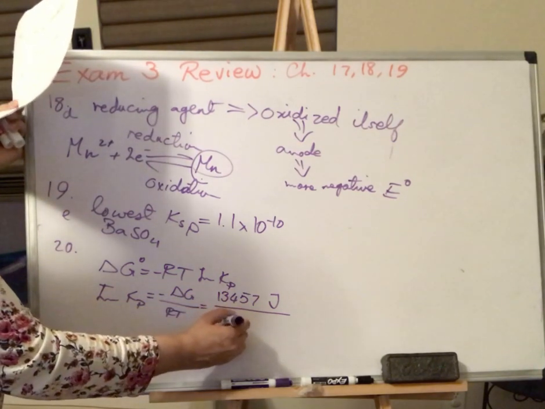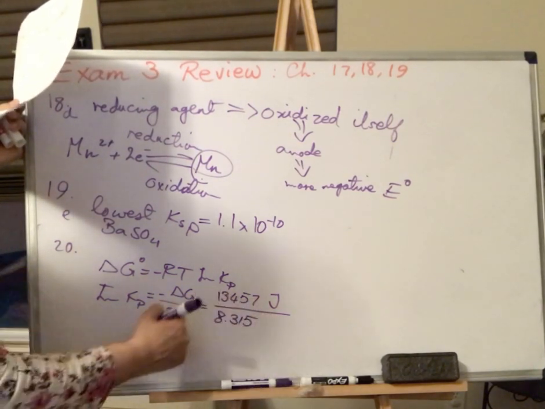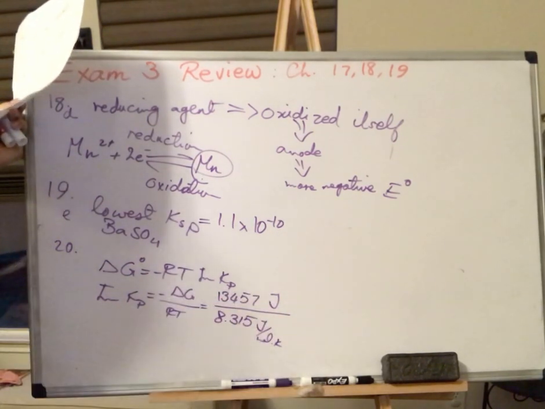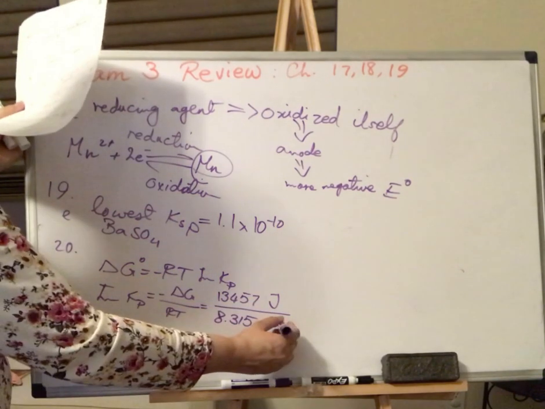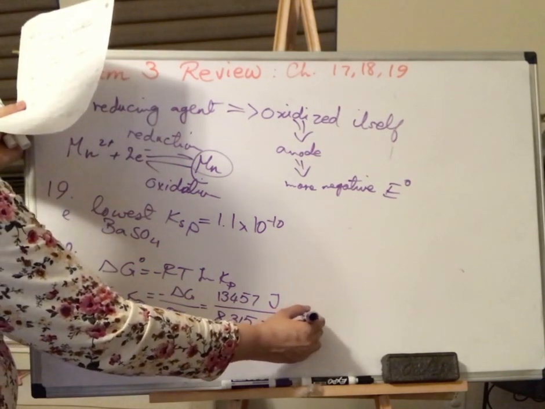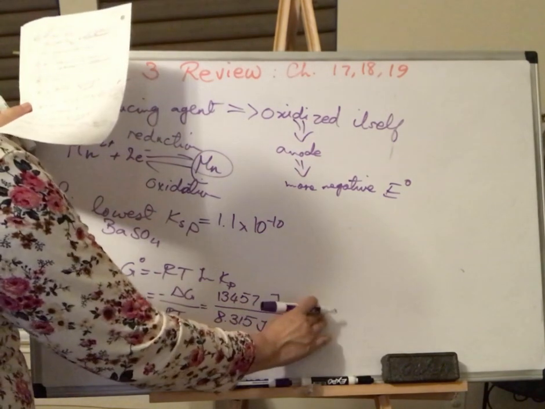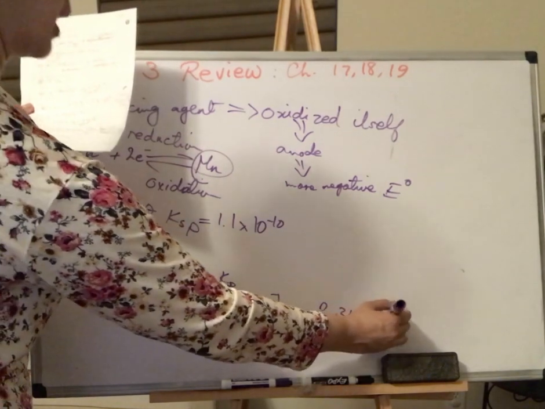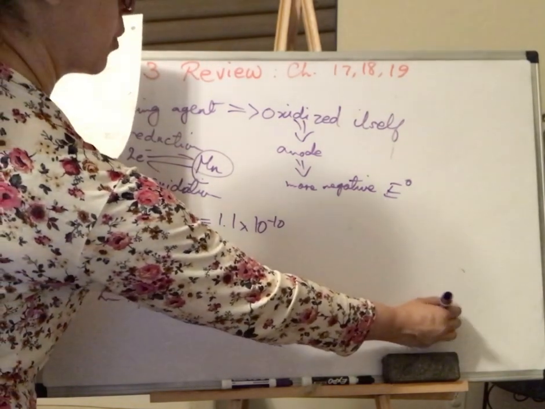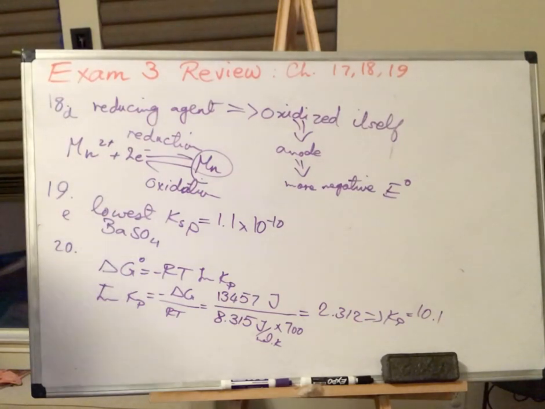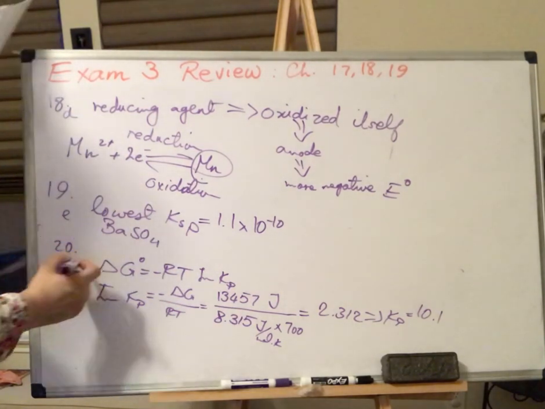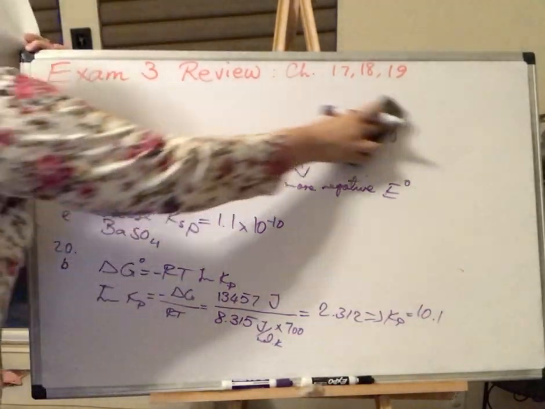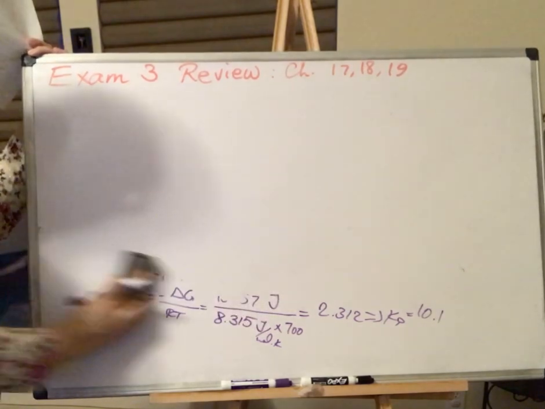Why? Because the unit for R is joules per mole Kelvin, and T is 700, right? So ln Kp is equal to 2.312. So Kp is going to be 10.1. Which one is the correct answer? 10.1, B, for question number 20. Question number 21.